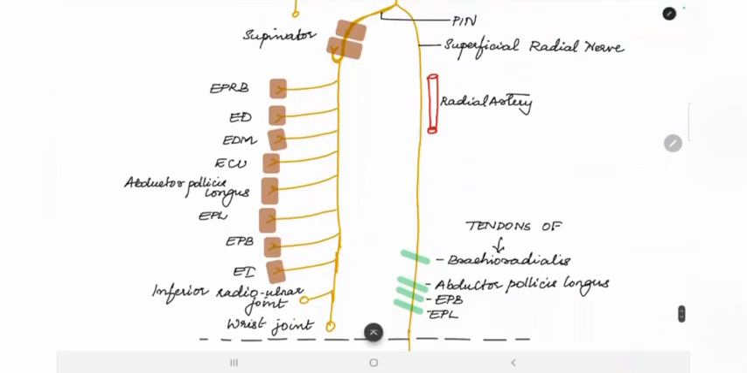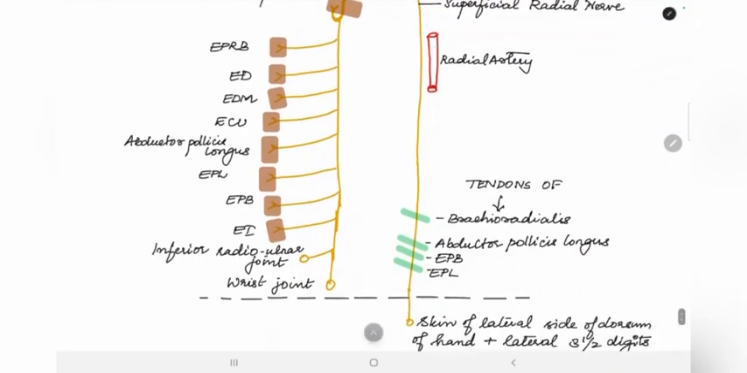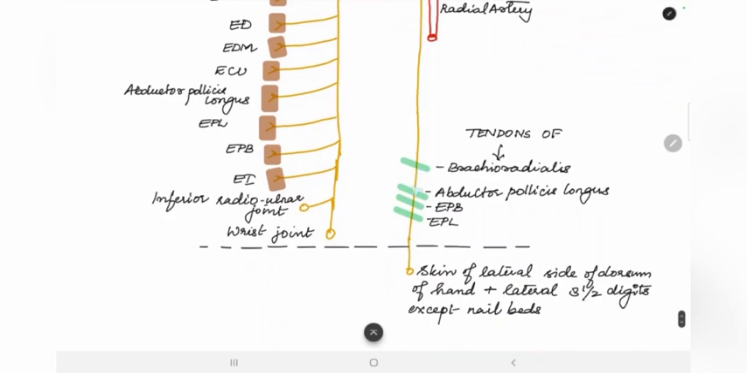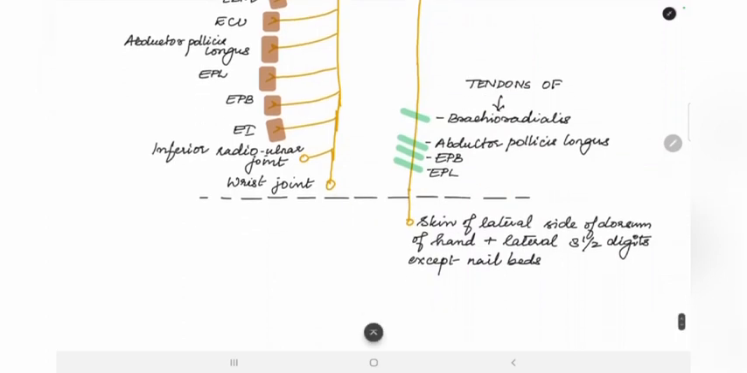Now let's talk about the superficial branch. The superficial branch is found in relation to the radial artery. It passes down in relation to the tendons of the brachioradialis, the abductor pollicis longus, the extensor pollicis brevis and extensor pollicis longus, and then terminates by giving cutaneous branches to the skin of the lateral side of the dorsum of the hand and the lateral 3.5 digits, except the tips. So this is about the radial nerve.